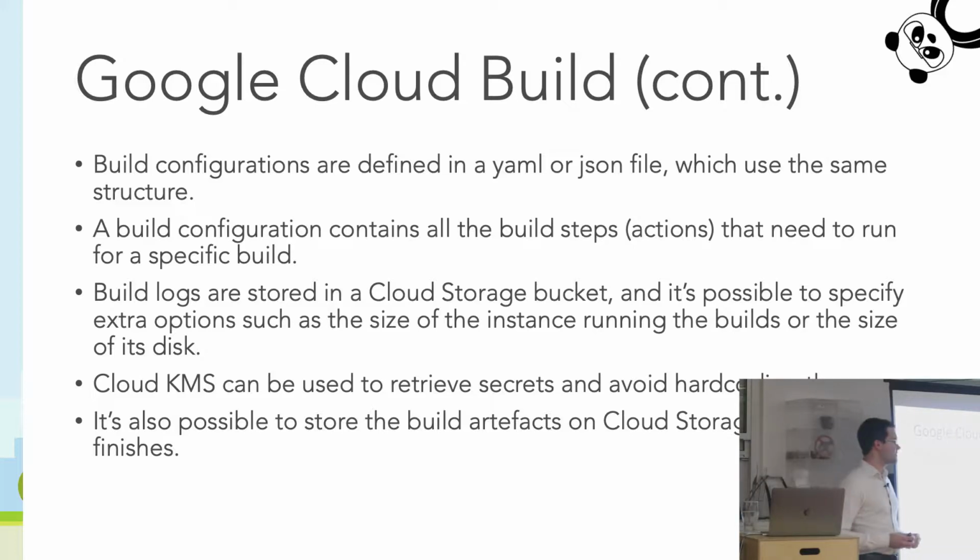Something that's important is that every time you run Cloud Build, you're going to have a build log, and that build log will be stored in Google Cloud Storage. So Google Cloud Storage is a bit like the S3 of Google Cloud. If you don't like hard coding any secrets in your configuration, which you shouldn't, you can actually integrate it with KMS from Google Cloud, and you can just retrieve secrets as needed, so that you don't just hard code them in your code, in your configuration.